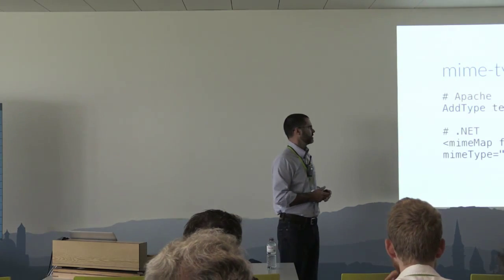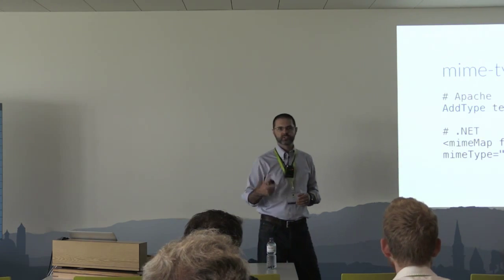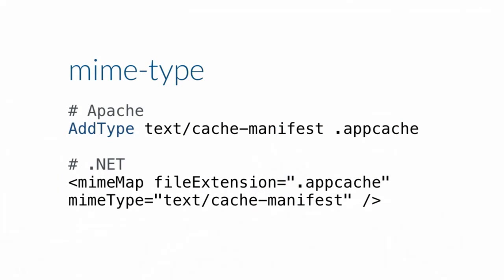So getting started. The first thing you have to make sure you do is make sure that your server is serving up your app cache file, which is the list of all the files that you want to cache, in the correct format. So here you can see Apache, you can put this in your htaccess file to say that anything of .appcache gets served up with that type. If you don't, the browser will completely ignore it and it won't work.